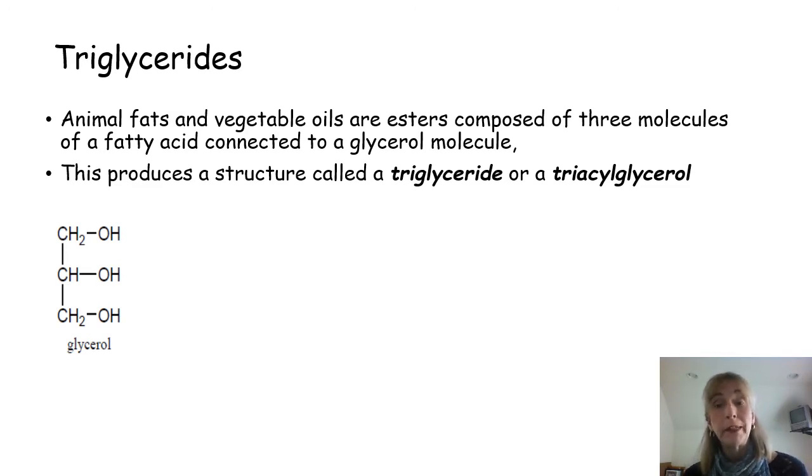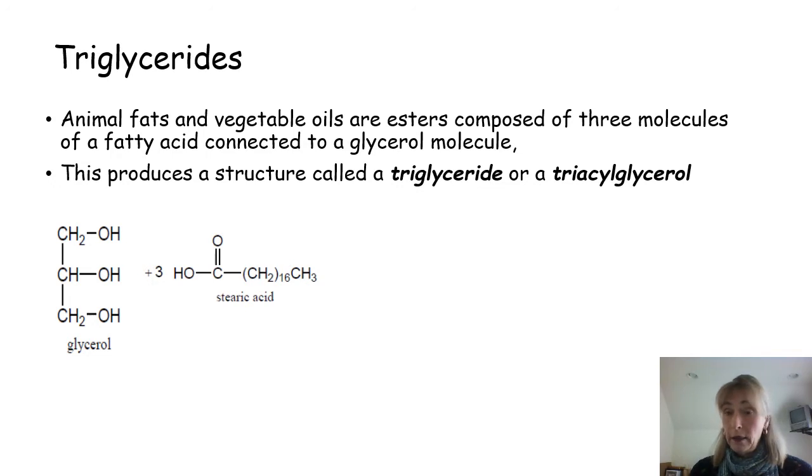Let's look at the actual structure of glycerol. You might remember it from our discussion of alcohols. We talked about triols, and glycerol was an example. This is, of course, a common name. And so we take glycerol, a triol, an alcohol, and we combine it with 3 molecules of stearic acid. Stearic acid, look at that big long carbon chain, 18 carbons. It is a fatty acid.